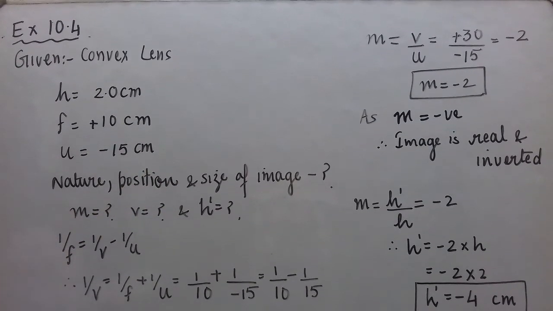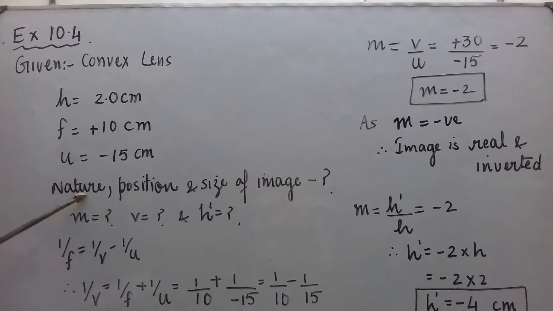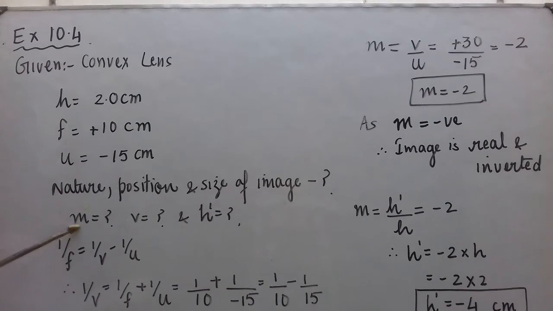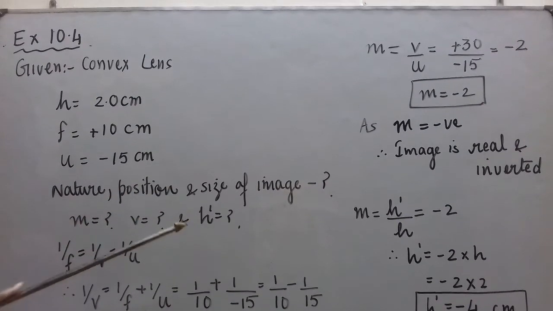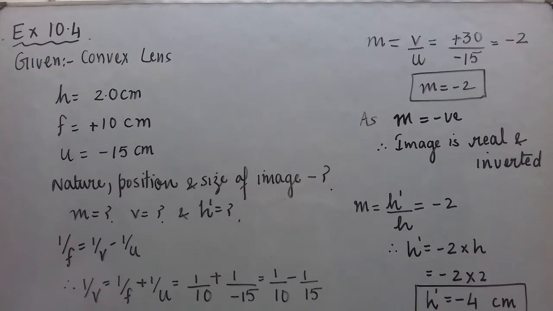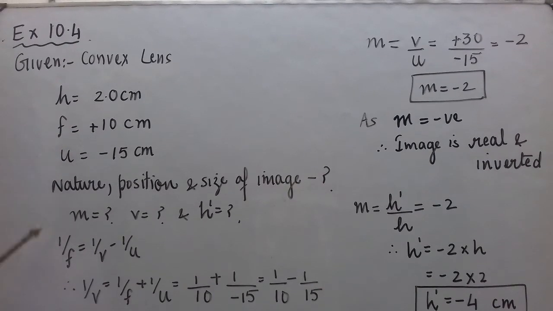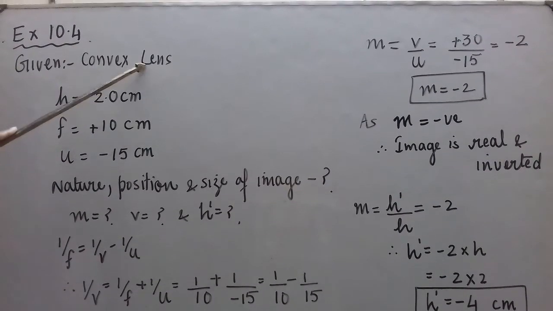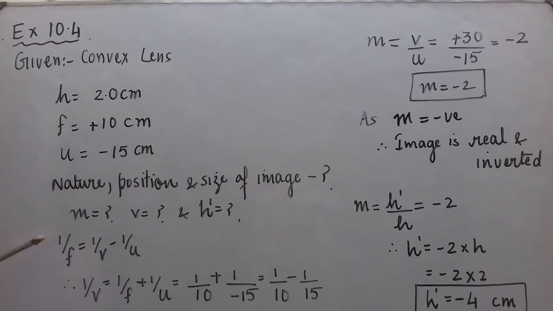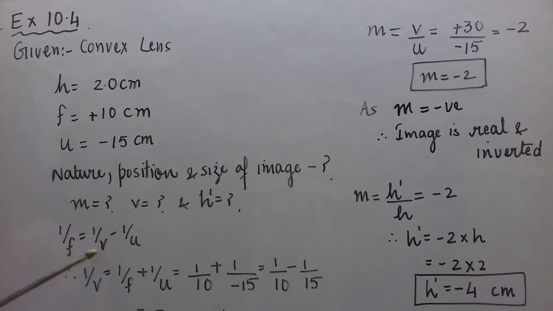Also find its magnification. But as I have told you, for nature we were otherwise also going to find m, position means v, size of image means h dash. I hope the question is clear to you and you should be able to write what is given properly with proper signs. Now use the lens formula, as it is a lens. Using the lens formula, 1 upon f is 1 upon v minus 1 upon u. We have to find v.